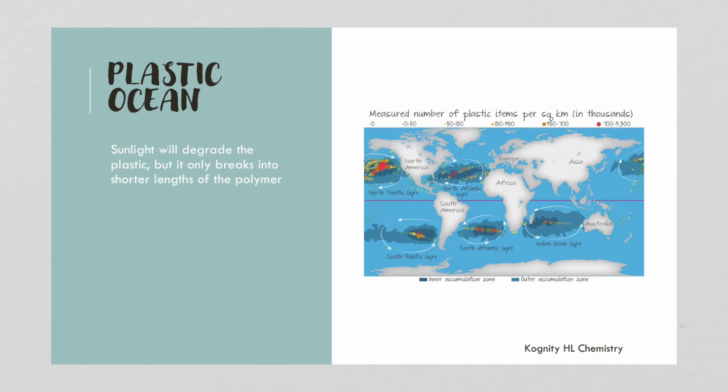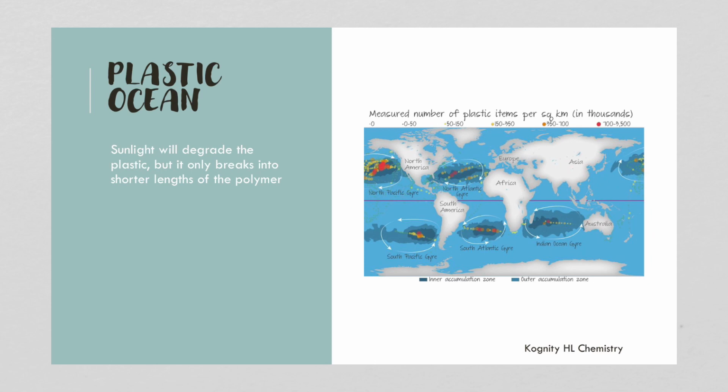Some of the plastic that ends up in the oceans ends up in areas called gyres. The ocean currents carry it, and then it basically stays in these gyres. There are actually five of them: the South Pacific, the South Atlantic, the Indian Ocean Gyre, the North Atlantic Gyre, and the North Pacific Gyre.